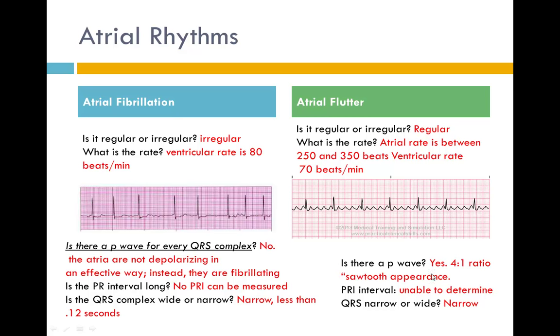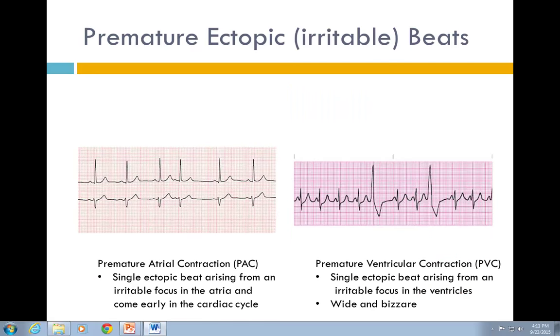Again, I would describe it as a sawtooth appearance. The PR interval, well, you can't really determine that at all, so we can't even decide that. And the QRS is usually narrow in atrial flutter. Again, we could measure that, but it looks pretty narrow. And so this is some of the characteristics of atrial arrhythmias.